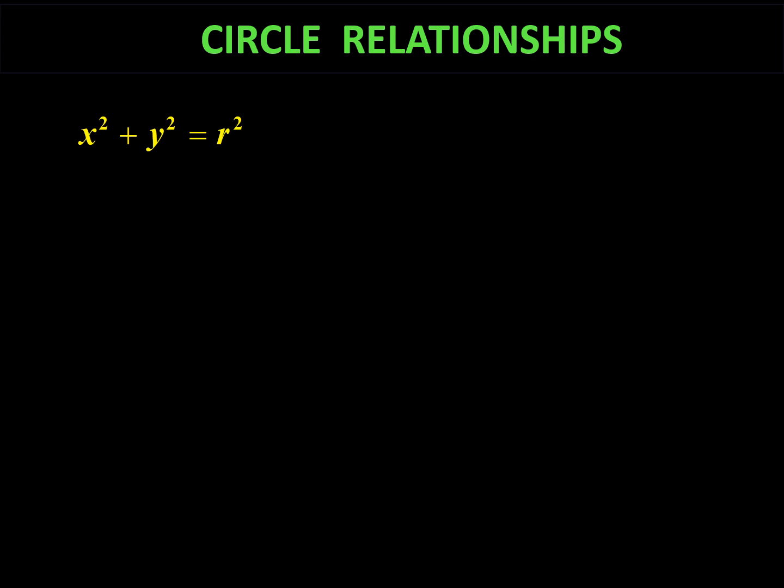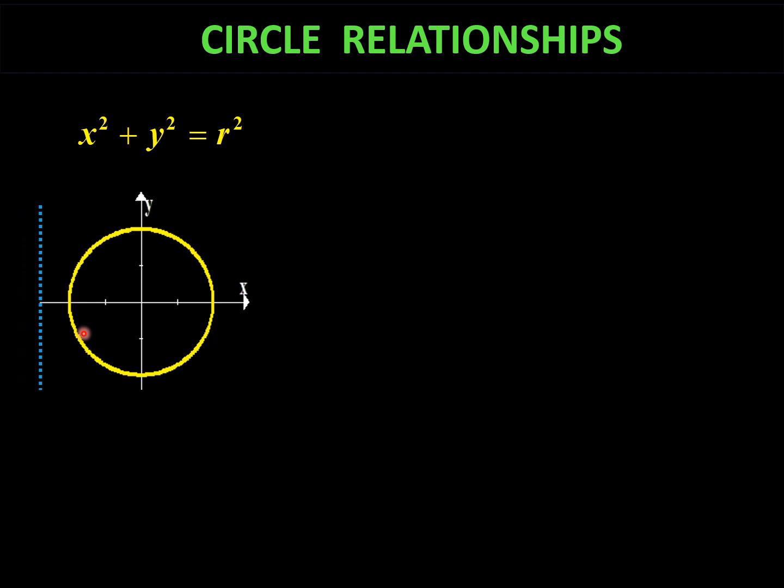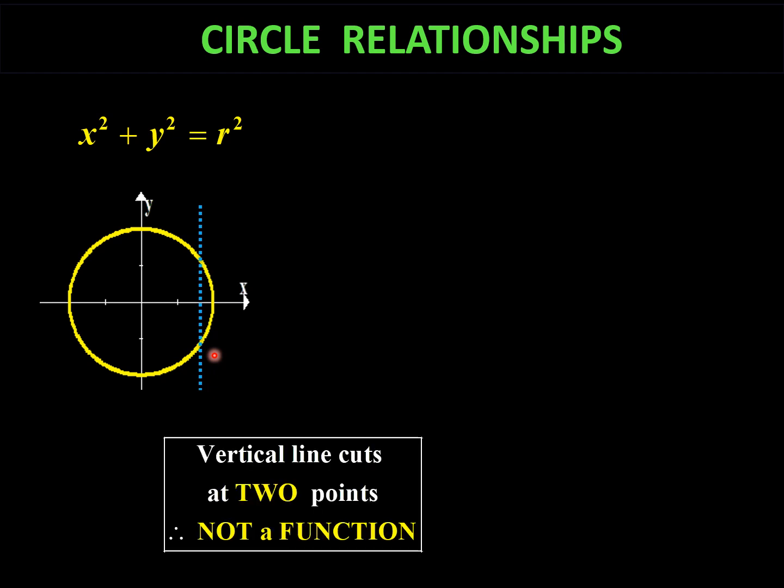Let's consider the circle relationships. x squared plus y squared equal to r squared. From your analytic geometry, there you know that that's a circle. Let's apply the vertical line. See there? Let's follow. Can you see the vertical line? Cuts it at two places. It has a positive and a negative. So the circular relationship here, using the vertical line test, shows us that it does not represent a function.